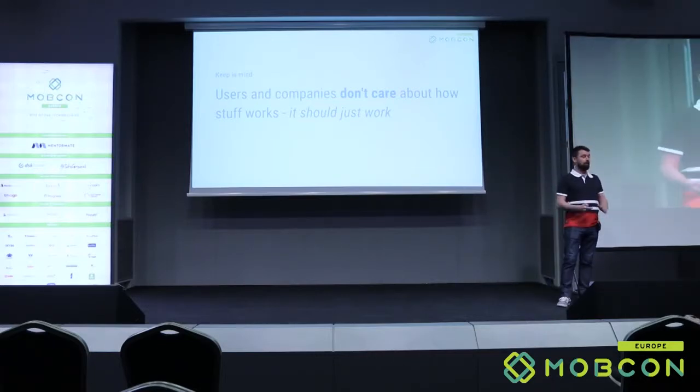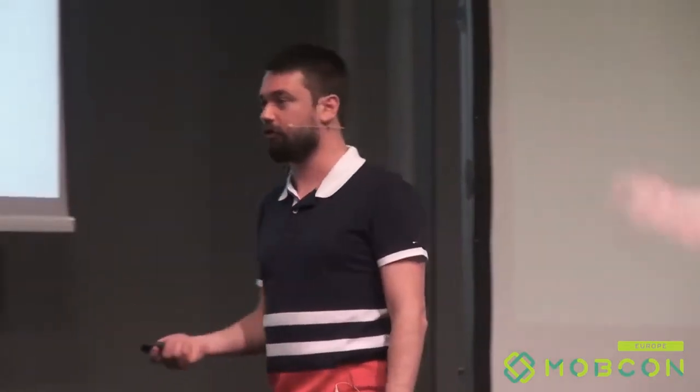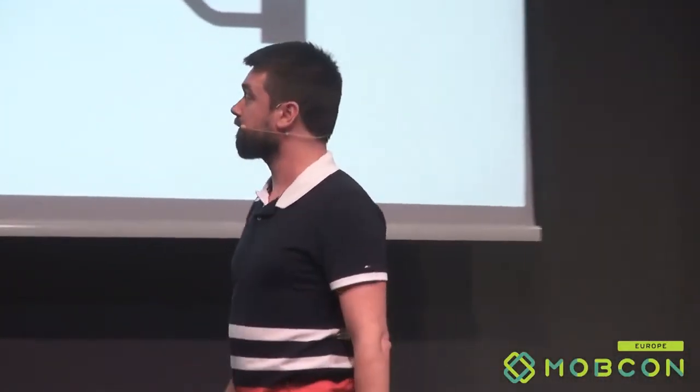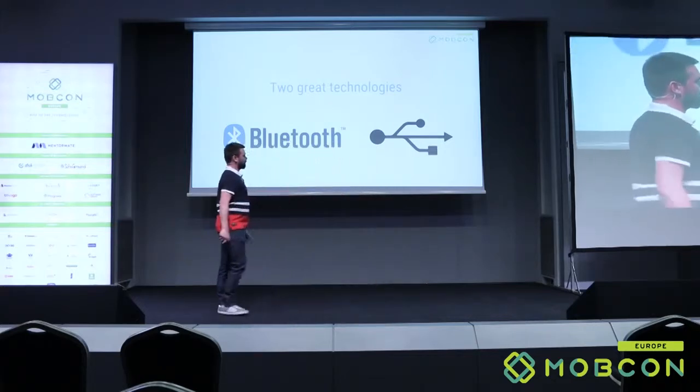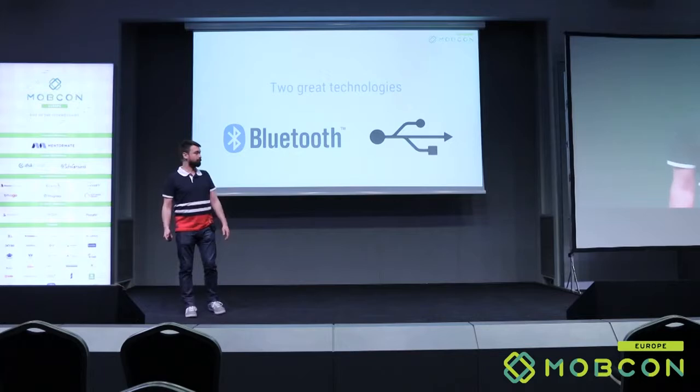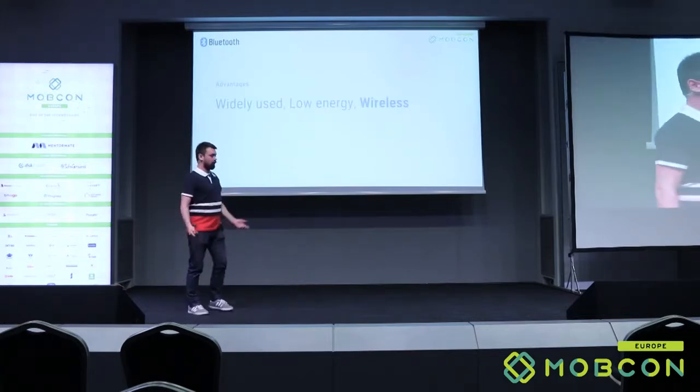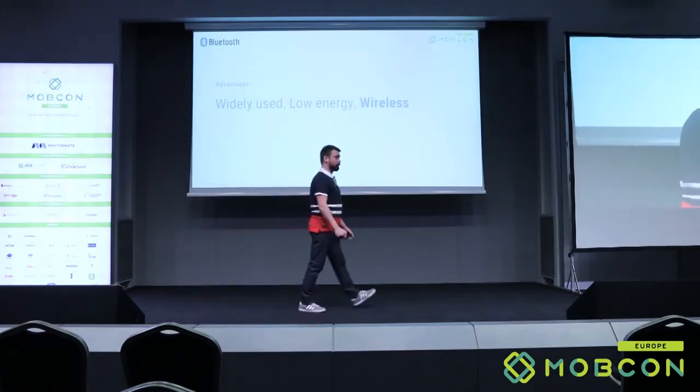So just one thing to keep in mind when thinking about developing smart devices is that companies or users don't care about technologies. They just want things to work. So I'm going to look at two very common technologies today. One of them is called Bluetooth. You probably know about that. I don't know if you know the other icon. That's the USB logo. So what are the advantages of Bluetooth? Well, Bluetooth is widely used.